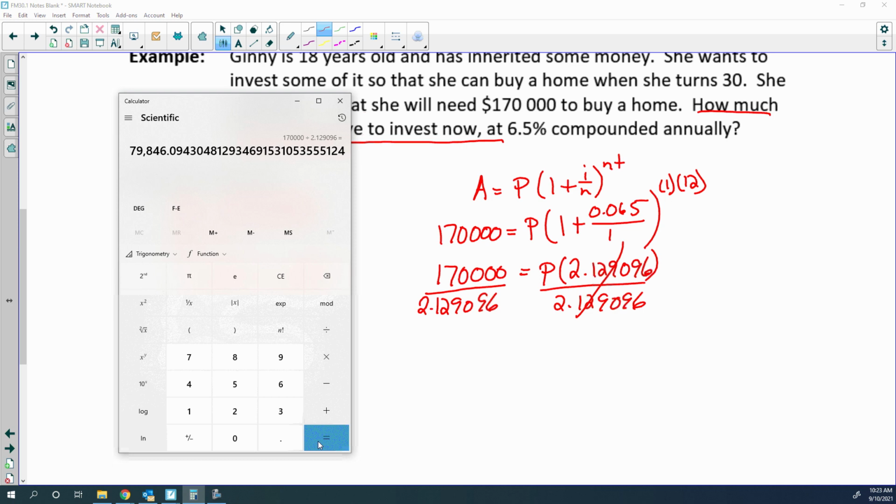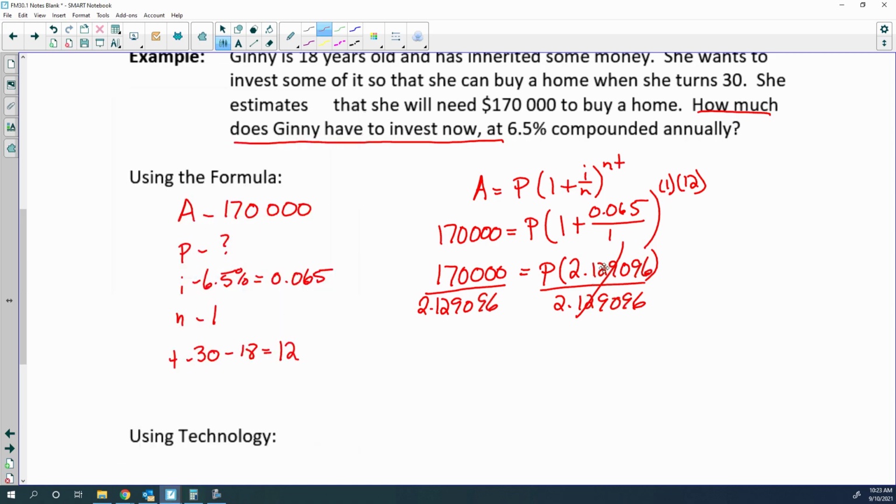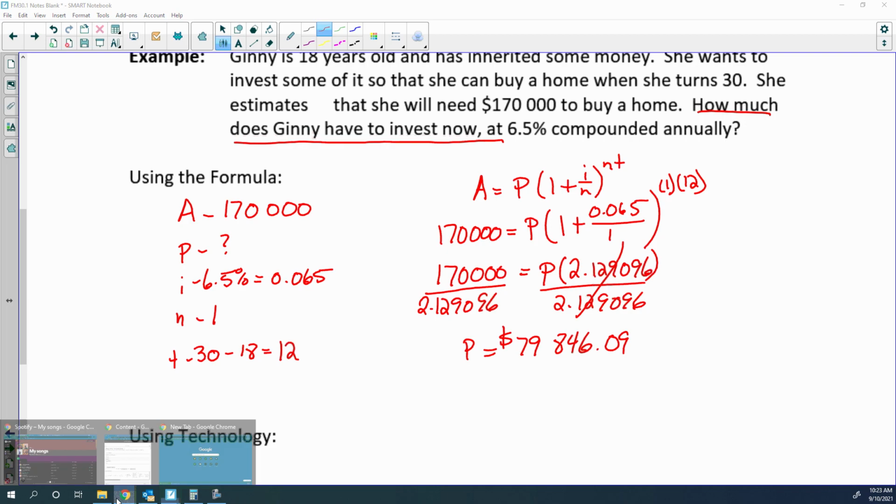$79,846.09. And we're dealing with money, so we only need 2 decimal places in our final answer for the present value. So my P is going to equal $79,846.09. So that's using the formula.